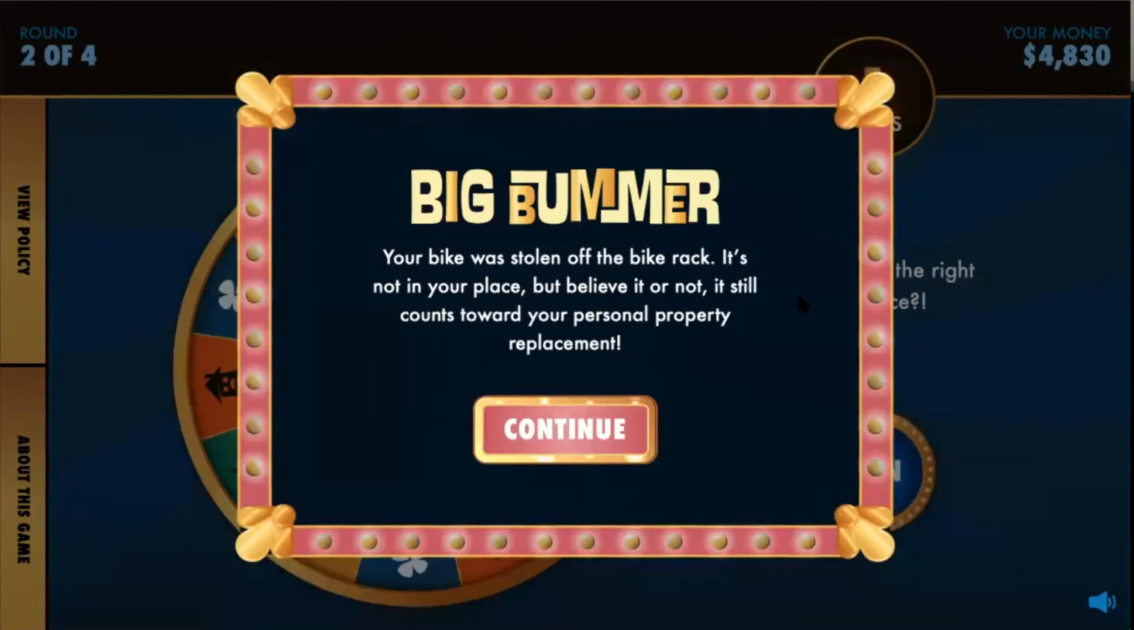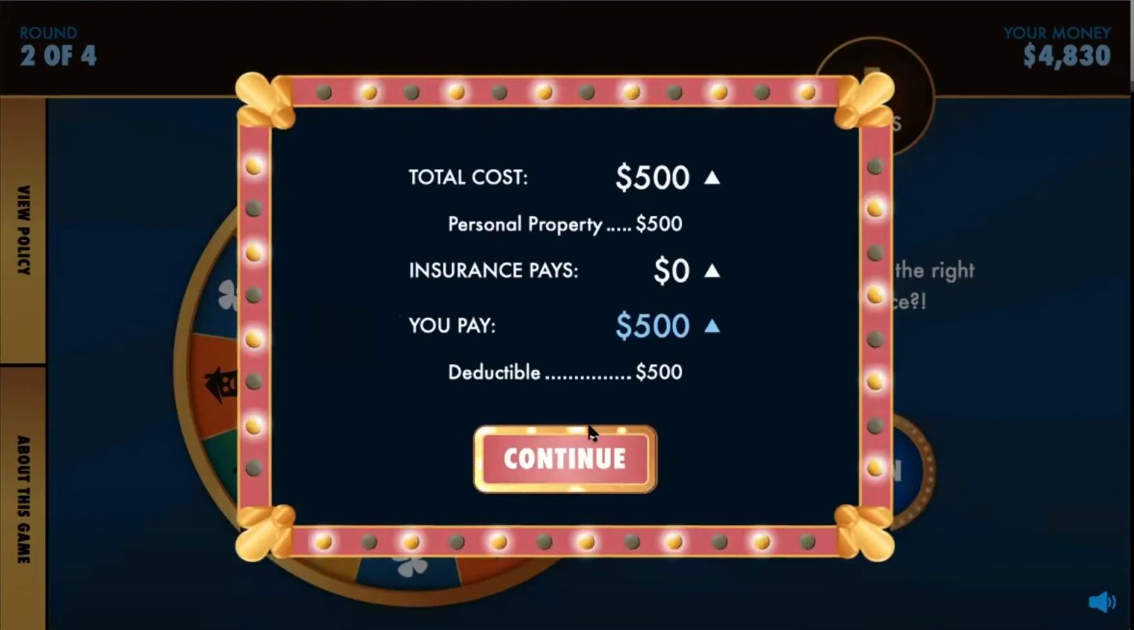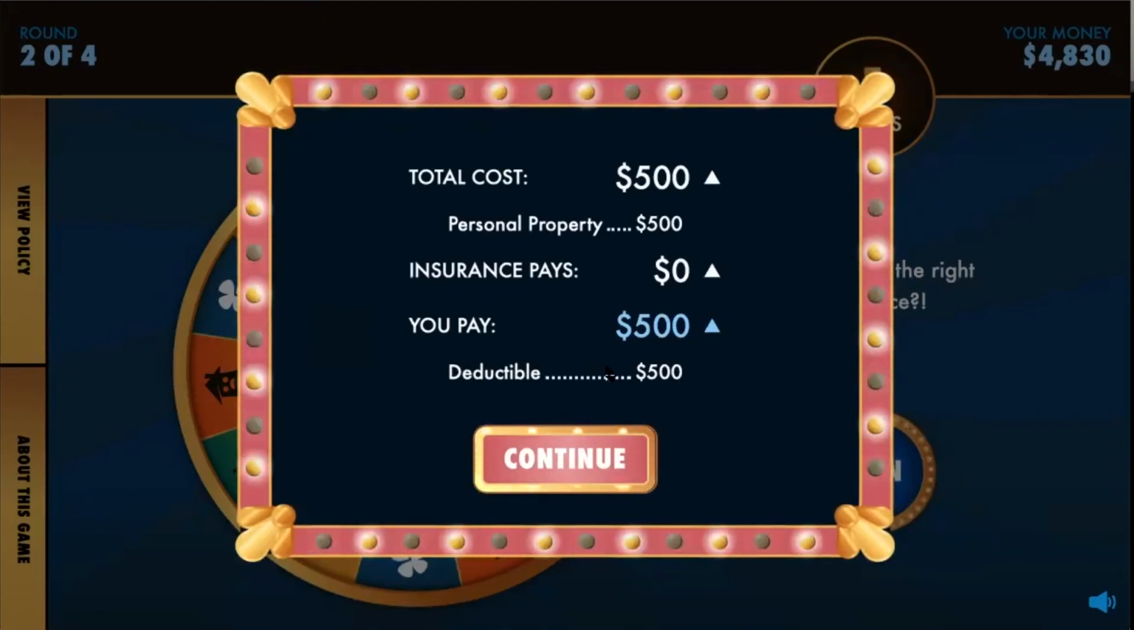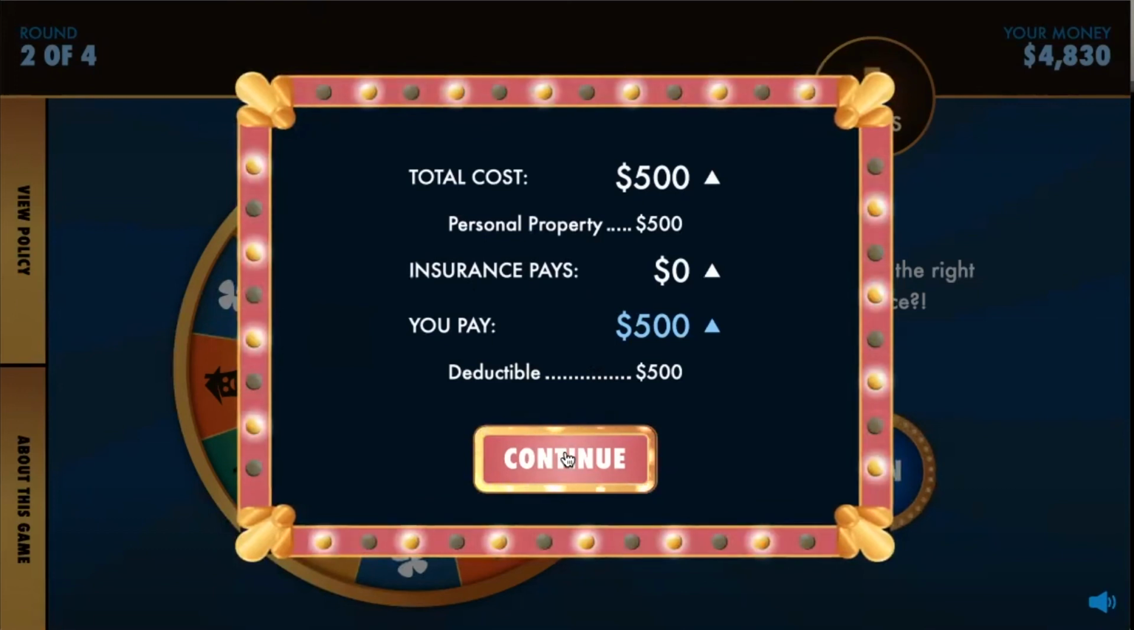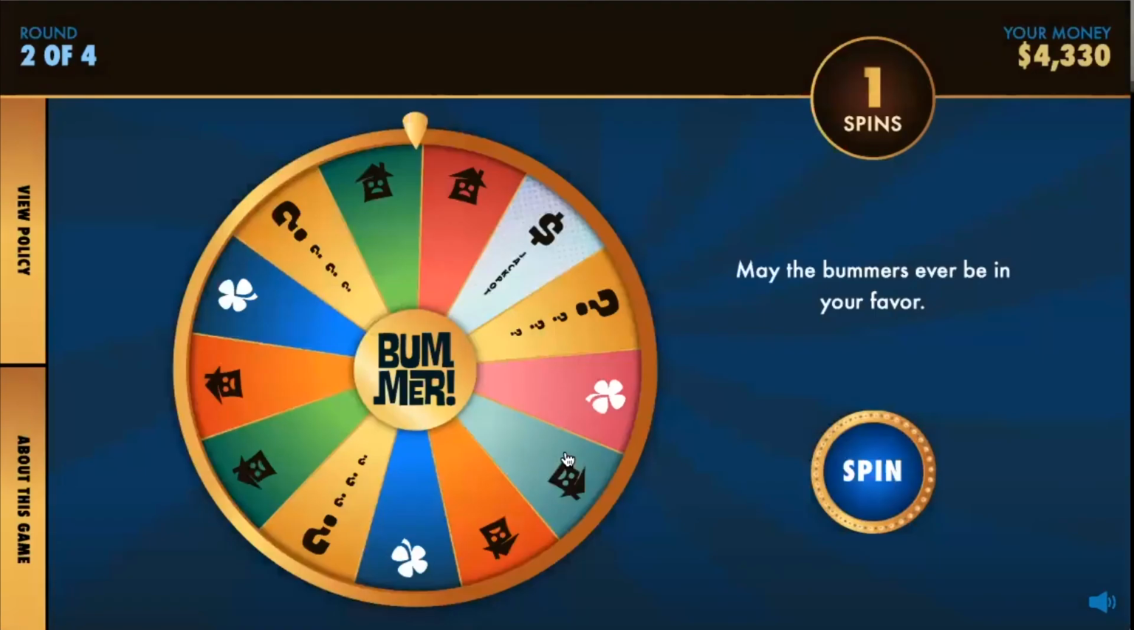Your bike was stolen off the bike rack. It's not in your place, but believe it or not, it still counts towards your personal property replacement. Total cost, $500. Insurance pays $0. You pay $500. All right. May the bummers be ever in your favor.